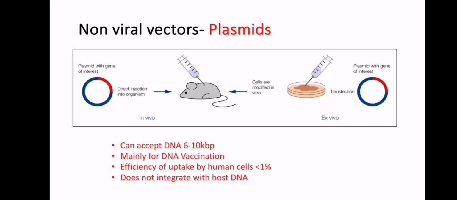What are the features of plasmids? It can accept DNA of 6 to 10 kilobase pairs. It is mainly used in DNA vaccination and efficiency of uptake by the human cells is less than 1%. It does not integrate with host DNA.